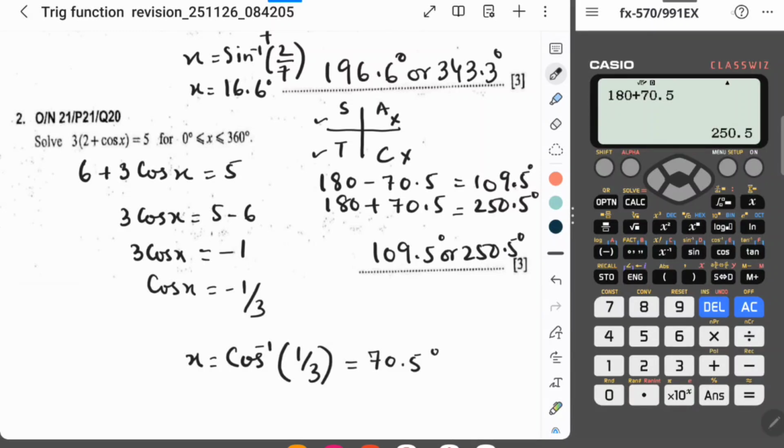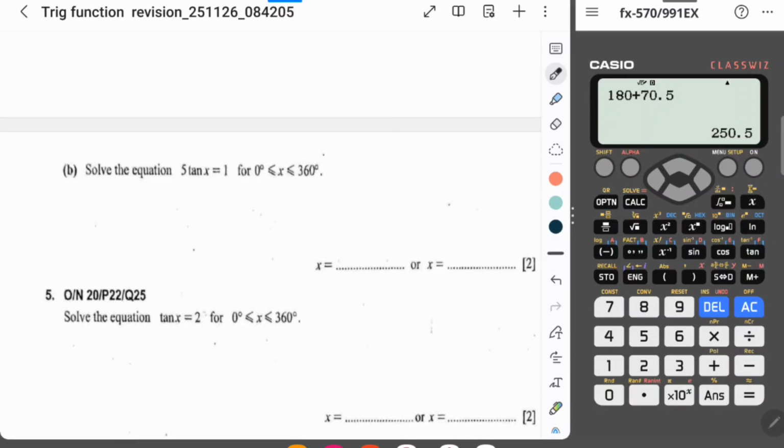Alright, move to the next question. So part B of the same question, 5 tan x equals 1. So tan x equals 1 over 5. So x equals tan inverse 1 over 5. So you are getting 11.3 degrees.